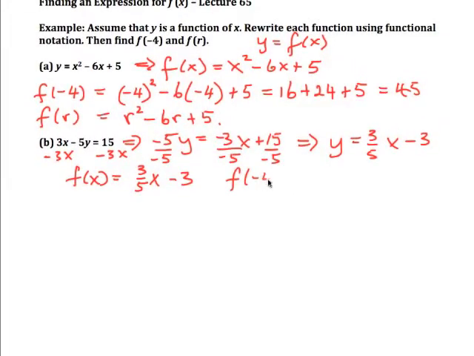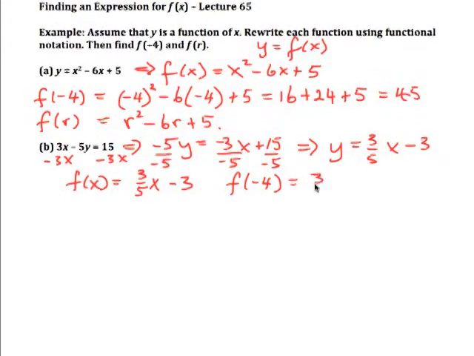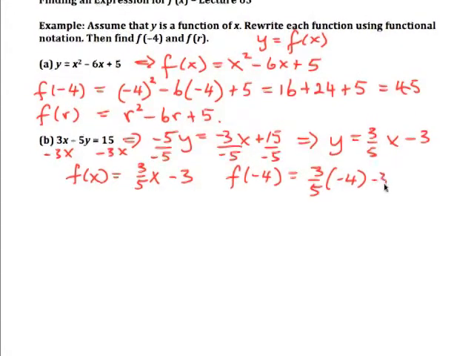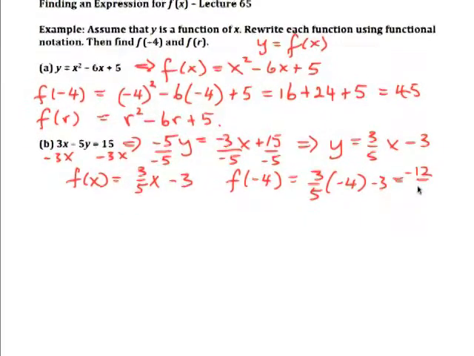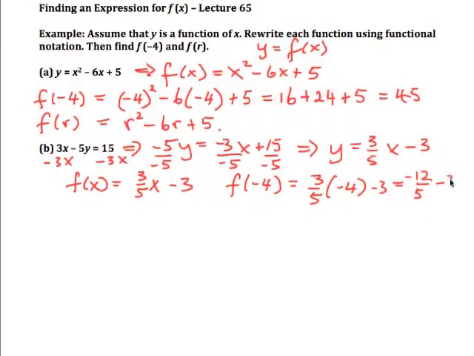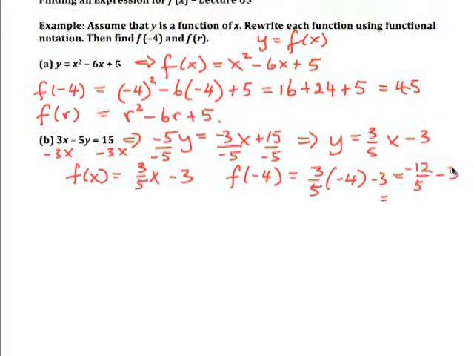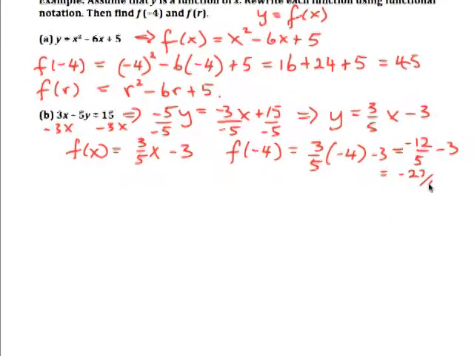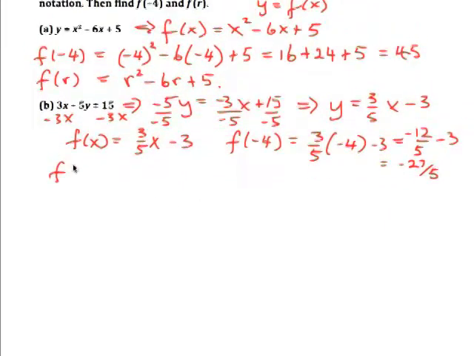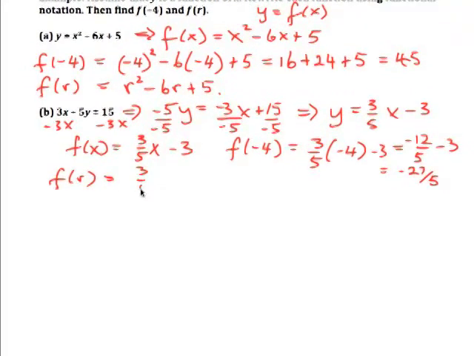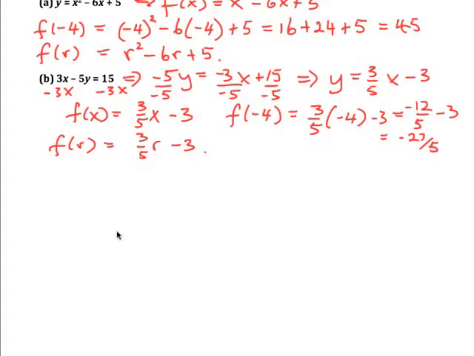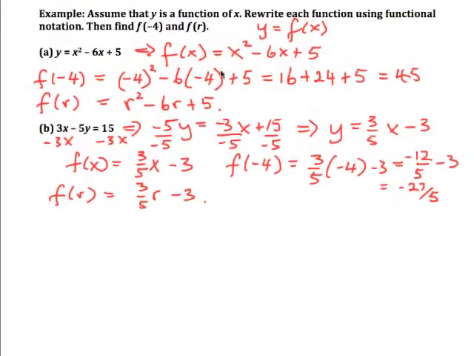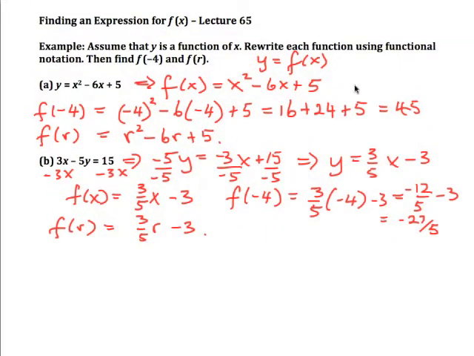So if I want f of negative 4, this will be 3 on 5 by negative 4 subtract 3, which will be negative 12 on 5 subtract 3. And this comes out, of course, 3 is 15 on 5, so it's going to be negative 15, negative 27 on 5. And of course, f of r is going to be equal to 3/5 r subtract 3. Right, so that's how we do those types of questions, writing things in functional notation.